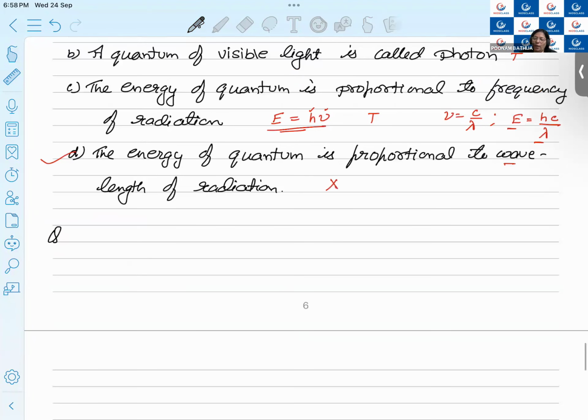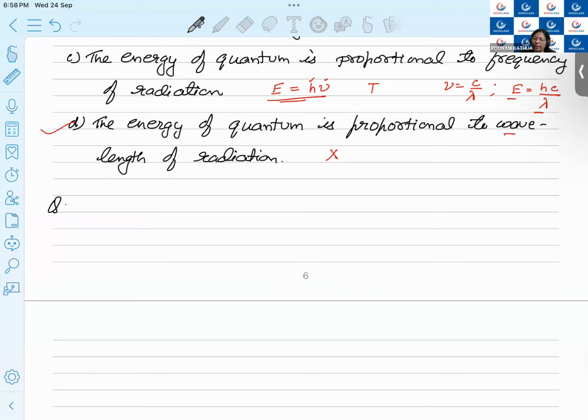If any doubt is there, students, ask at the same point. Don't wait. Fine. Move to the next question.